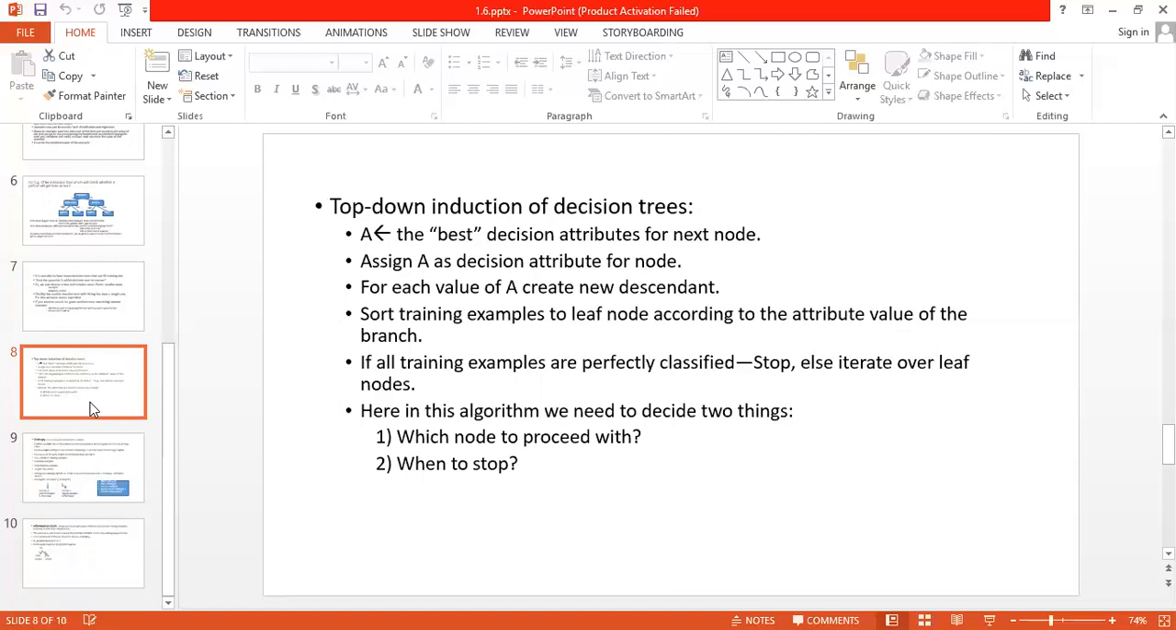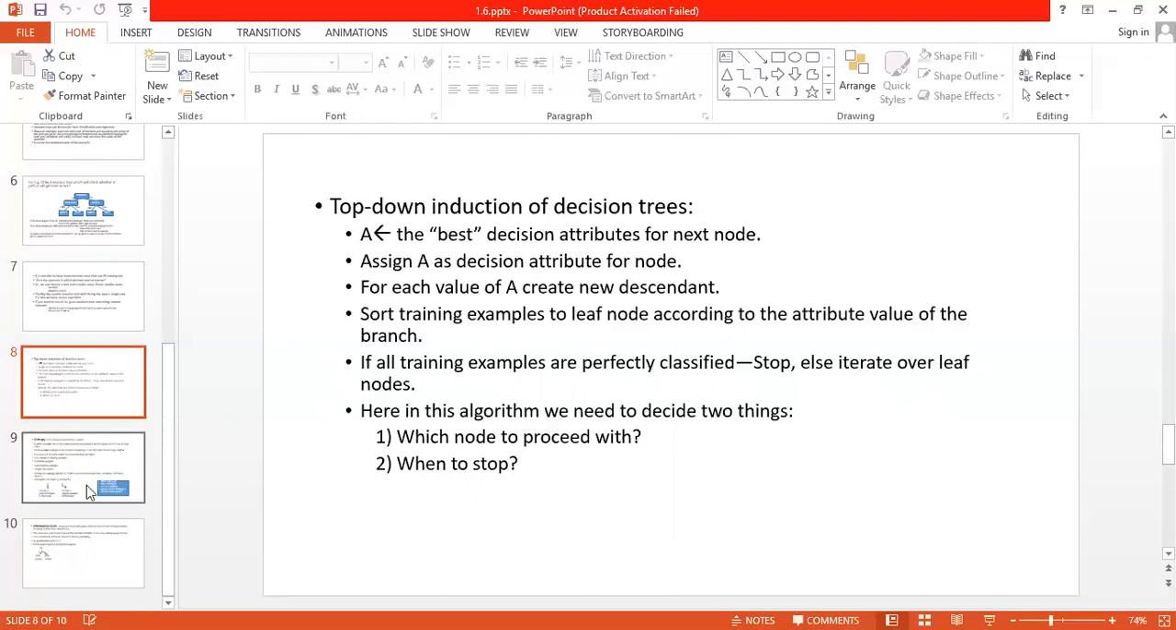If it is not there, then again you have to iterate, like create A as the root node. For every A, there are some attributes. For those attributes, again you have to check whether that attribute should work as a root node for other attributes. Likewise, you have to check. Here in this algorithm, we need to decide two things: which node to proceed with and when to stop.